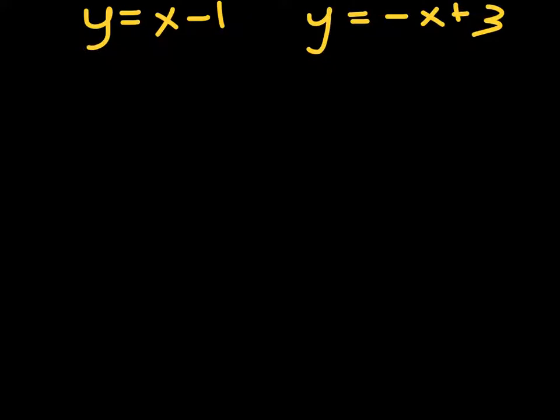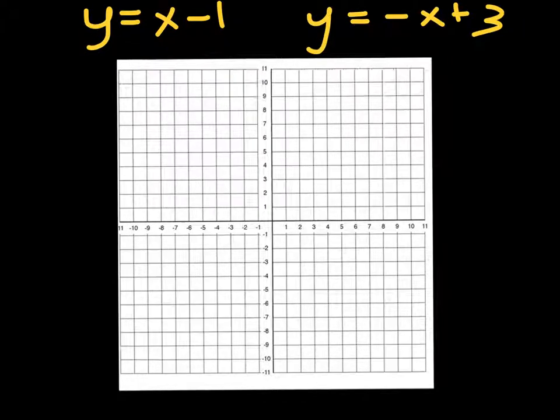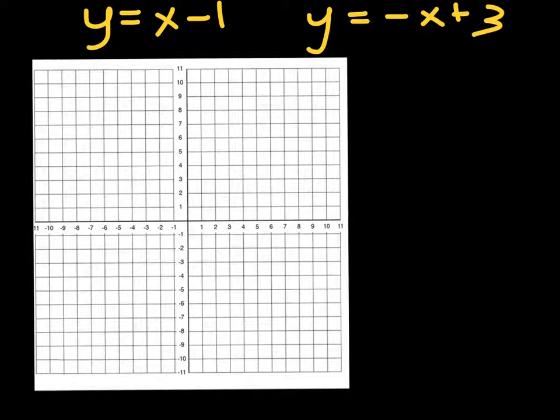Okay, now here's one for you to try. You can choose what method you want to do. Either try making a table or using a graph, and see if you can find the solution to the system of equations. I'm going to choose graphing this time, just because I want to. And I'm going to graph both of these. I'm going to graph this one in blue, and we'll do this one in green.